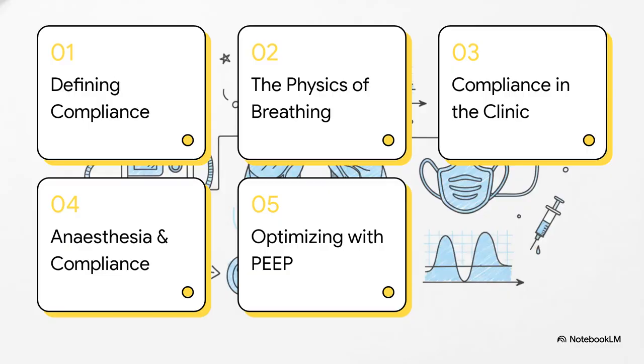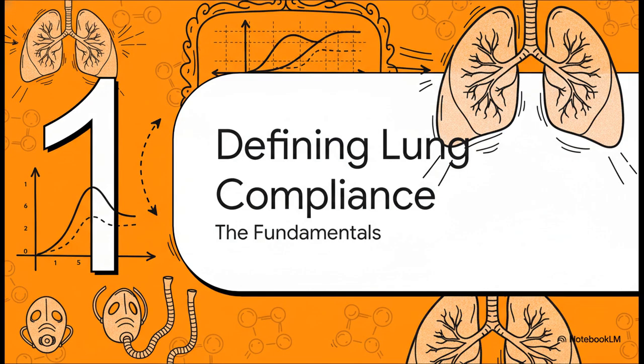So here's our game plan. We're going to start with the basic definition, get into the physics of it all, see how it plays out in the clinic, and then, super important, talk about how anesthesia affects compliance. We'll wrap up with how we can use PEEP to make things better for our patients. Okay, let's start from square one. First up, defining lung compliance.